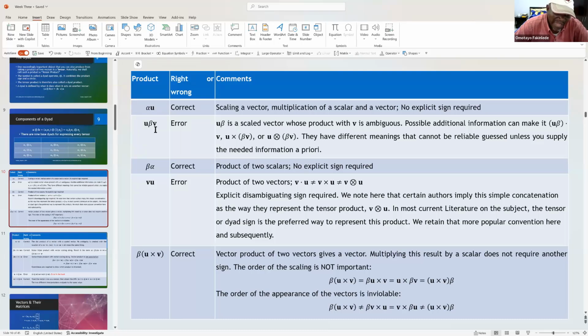Now, suppose you multiply a scalar. We are now on this last line. Suppose you multiply a scalar by the cross product of two vectors.